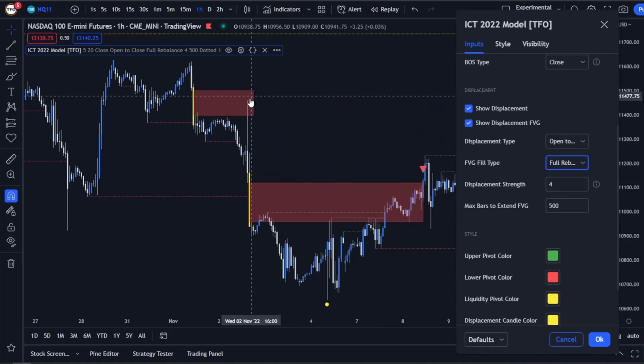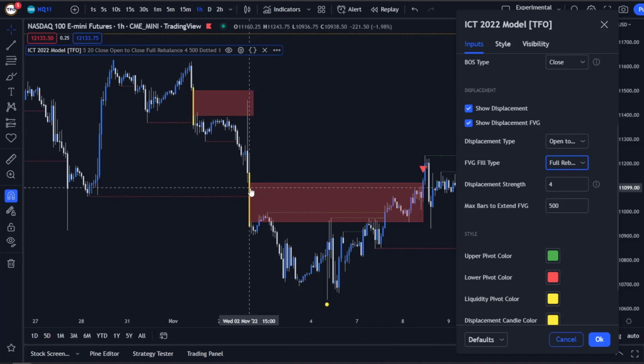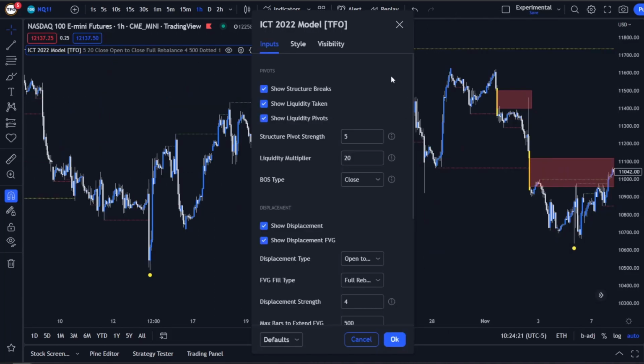So the reason that there's no arrow here is because this indicator only tracks one bearish and one bullish fair value gap at a time. So once this new fair value gap is formed, this one is overwritten, and now the indicator only cares about this one. So I think the default settings are pretty good here to get started, but I'll play with them a little bit just so you can see what it looks like.